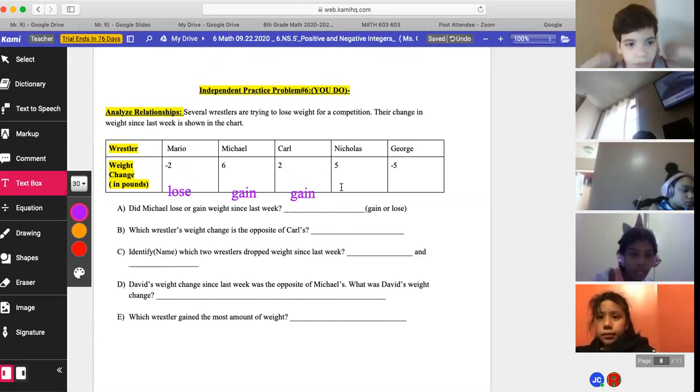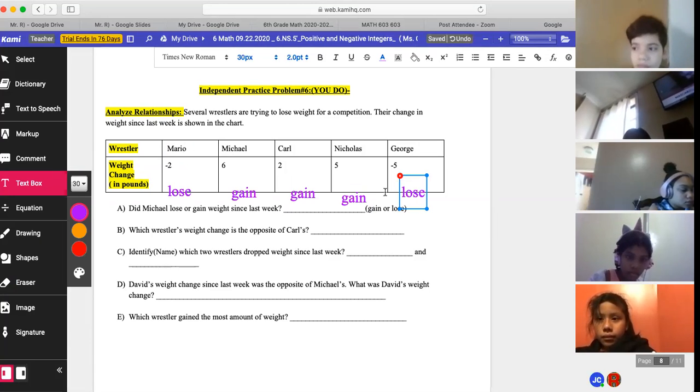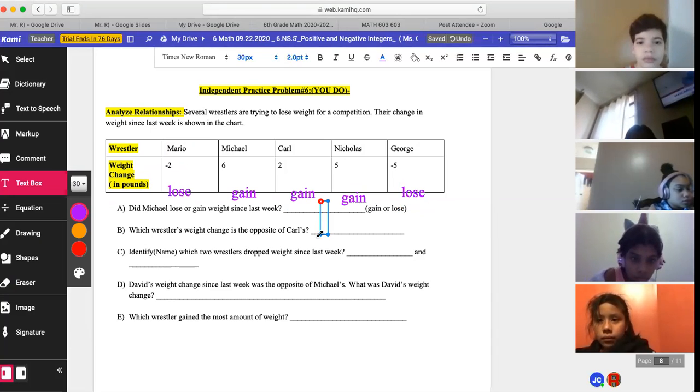Positive and then negative. Mr. R, this was their independent practice, and the reason why we're going over it again is because they didn't really read. They didn't do so great. I know, right? That's what's curious about me.